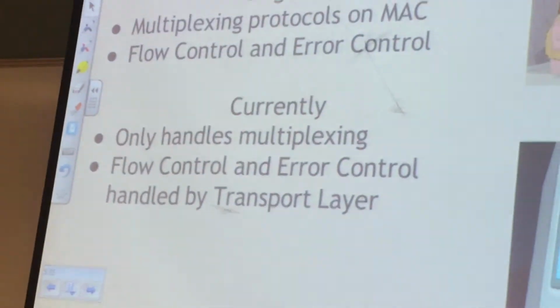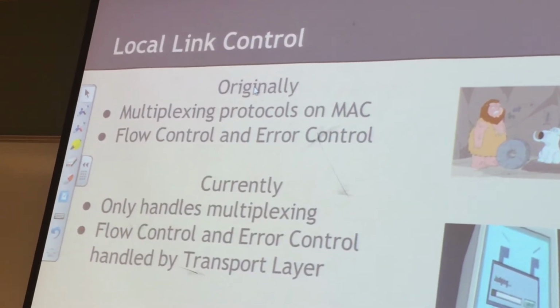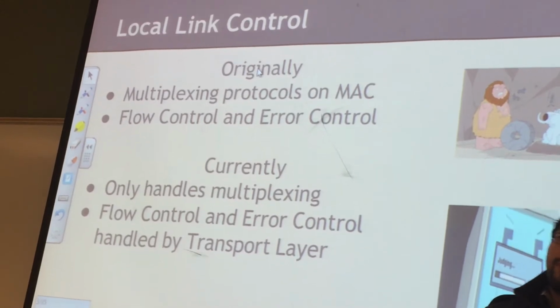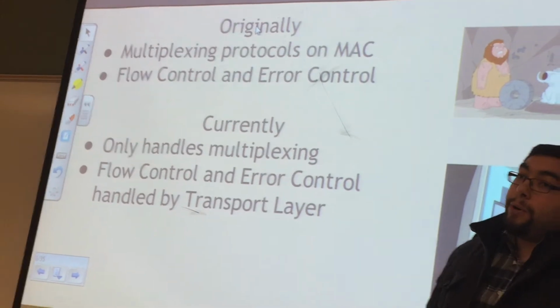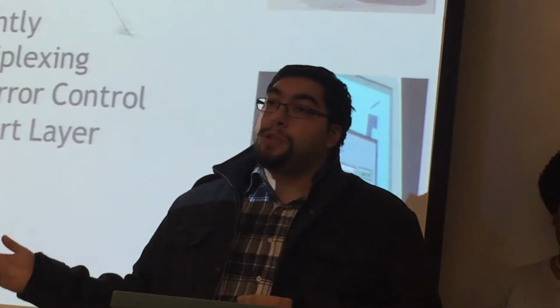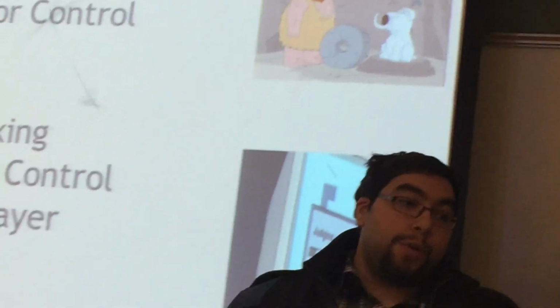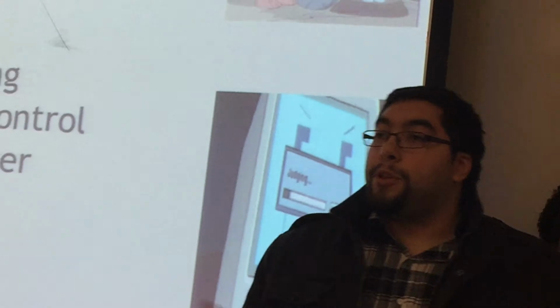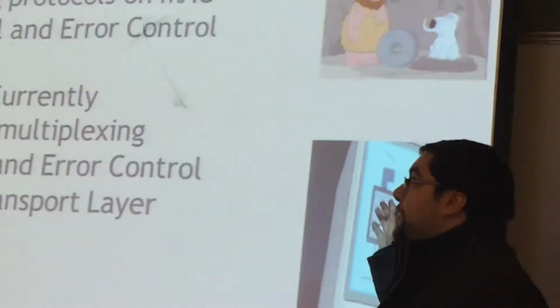Sorry, it's supposed to be logical link control. Logical link control determines whether you have multiplexing, flow control, and also error control in your network. In modern networks, however, flow control has been offloaded to things like TCP, which is a transport layer protocol. Error control is also handled by that same mechanism. It's not just TCP, it can be UDP and other variants. But today, multiplexing is the only thing that logical link control does.